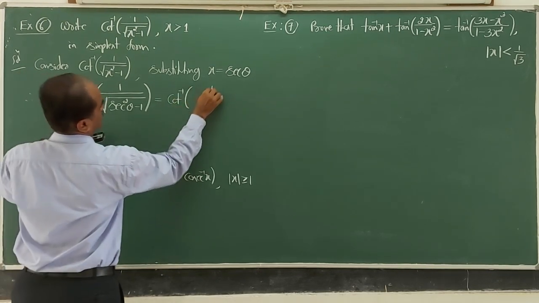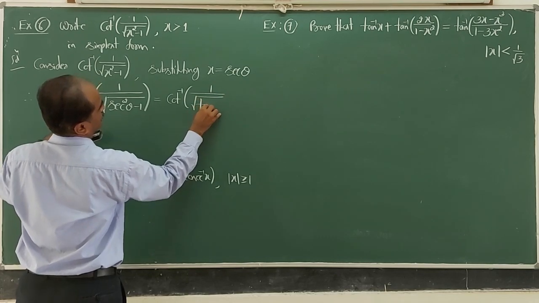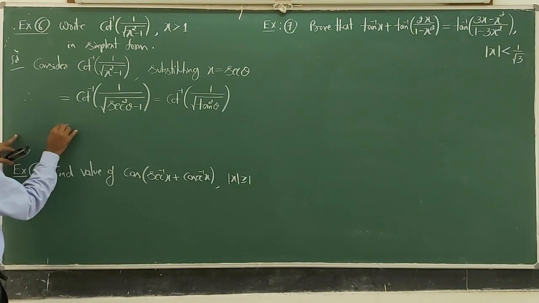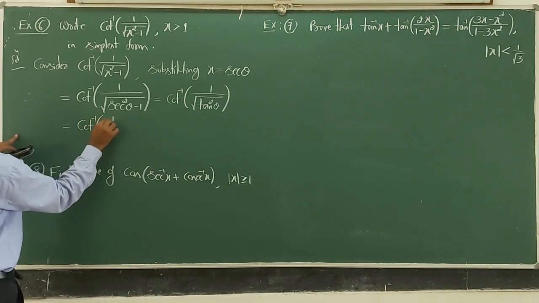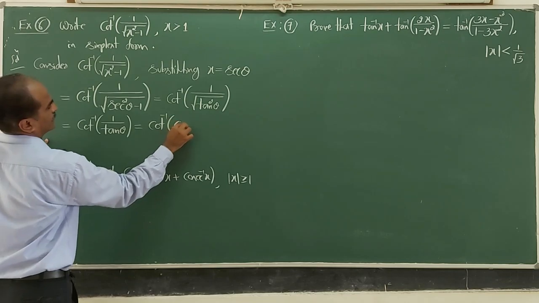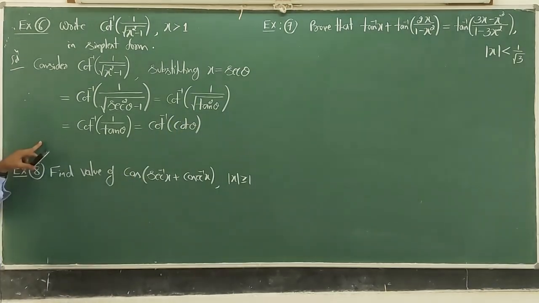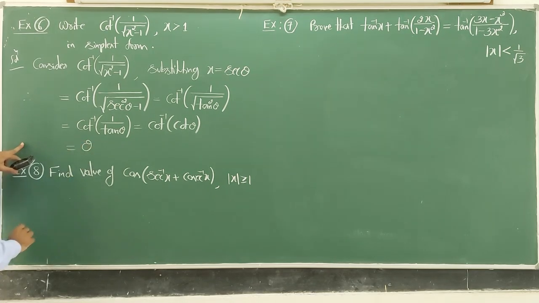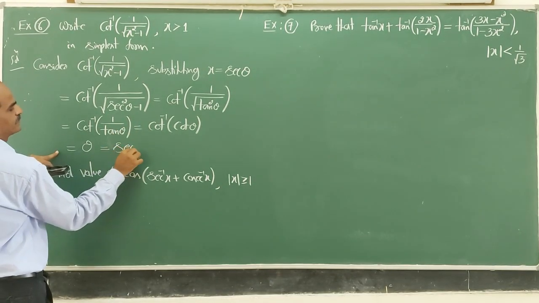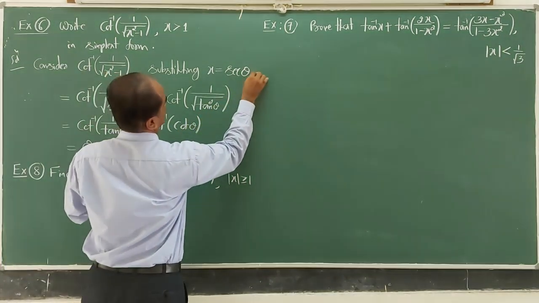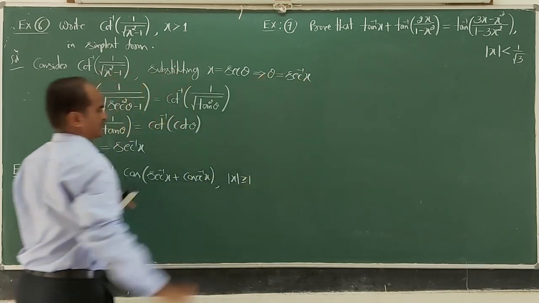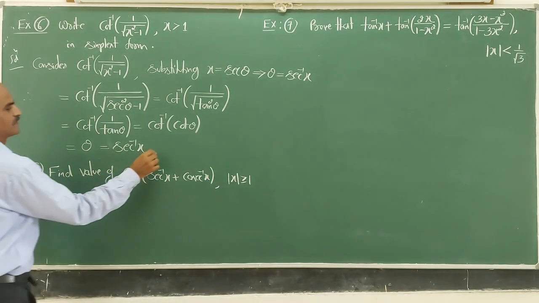that is equal to cot inverse of 1 divided by root of tan square theta, because secant square theta minus 1 is tan square. We get cot inverse of 1 divided by tan theta. A reciprocal of tan is cot. Cot inverse of cot theta is equal to theta. What does theta refer to? Theta is equal to secant inverse x, because here x equal to secant theta implies theta equal to secant inverse x, which is the simplest form.